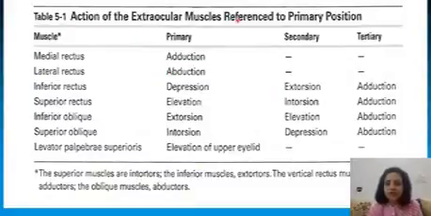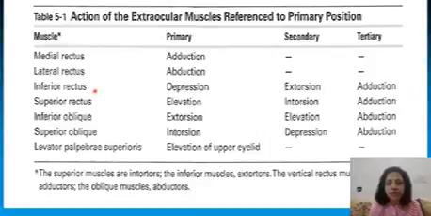So the actions of extraocular muscles in the primary position: I told you the medial rectus and lateral rectus have only one primary function, that is adduction by medial rectus and abduction by lateral rectus. And all the other muscles have a primary function as well as a secondary and tertiary function.